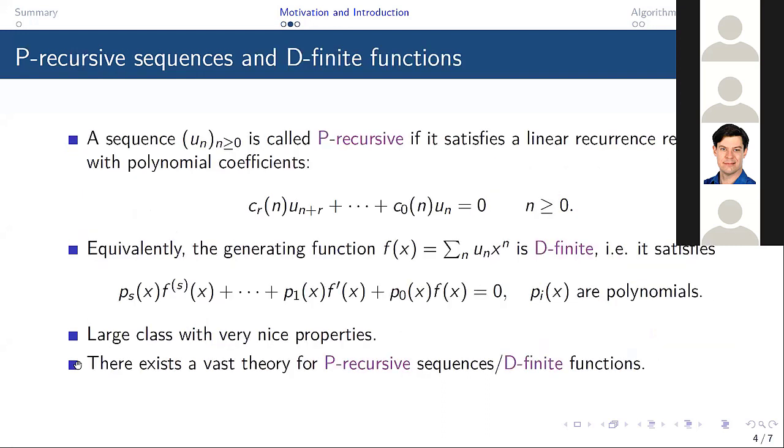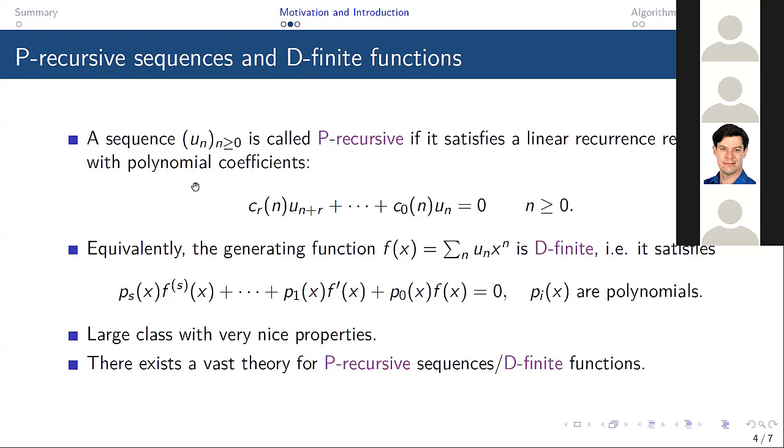So the main data structure we will work with are pure recursive sequences and equivalently defined functions. But let me also mention that this is not the only area where the algorithms work, but only a sub area, but already a very big one. So this is a very nice class, and it is a very big one.